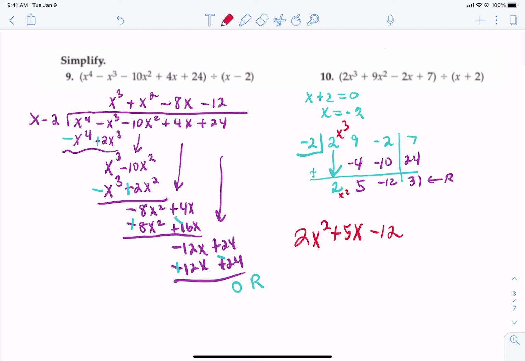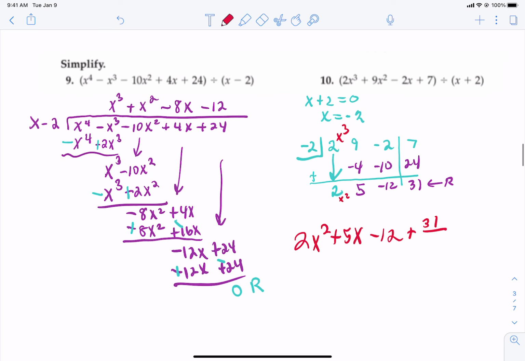Now here's how you write the remainder. If the remainder is positive, put a plus. If it's minus, put a minus. Put your remainder on the top of a fraction, and the bottom of the fraction will always be whatever your divider is. So our divider here is x plus 2. So we're going to put it over x plus 2. So that's division.